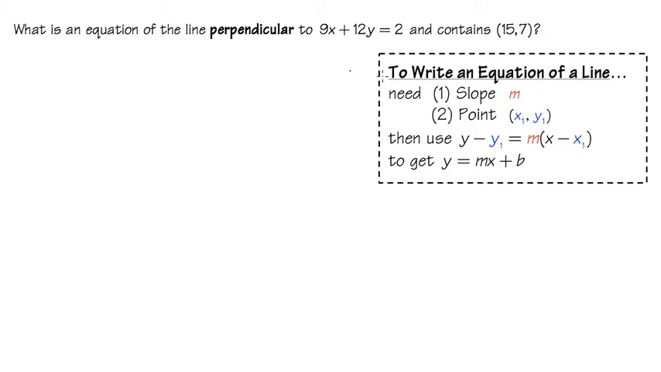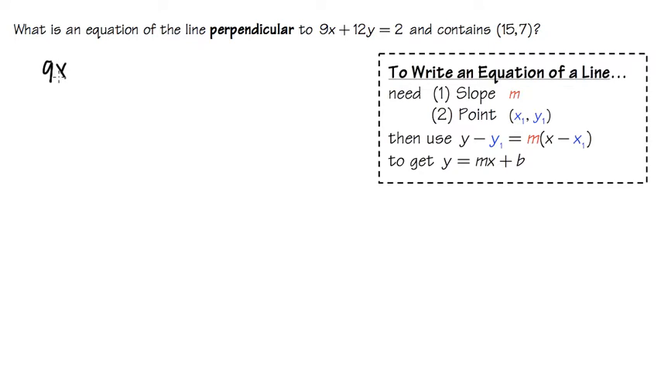Alright, so let's see. I want to get the slope first, but then we are given a line, 9x plus 12y is equal to 2. So what we do is, we're going to look at this equation and then isolate the y so we can figure out what's the slope of this line. And then we'll do the perpendicular slope to this line. So let's get to work.